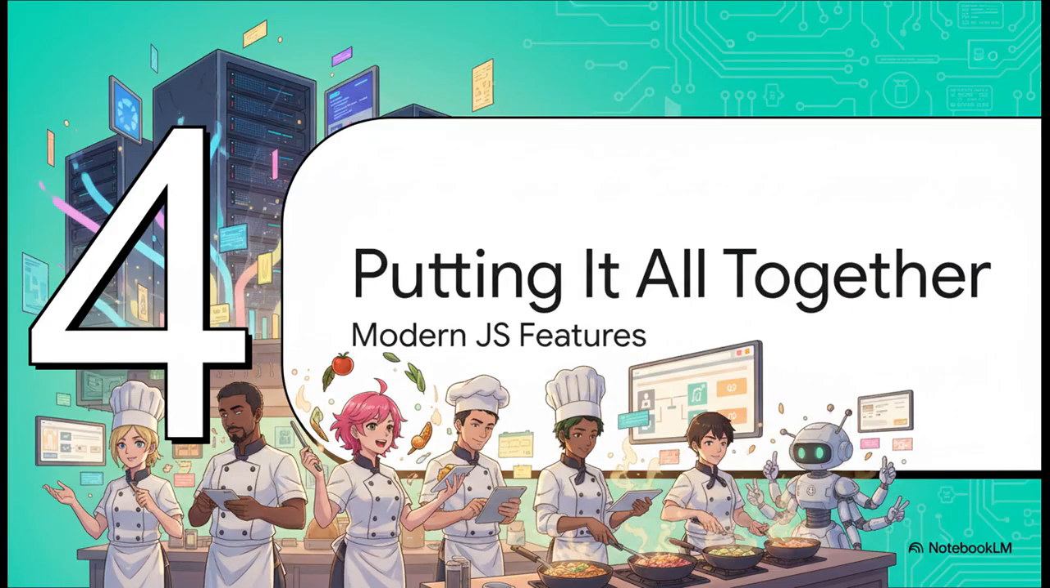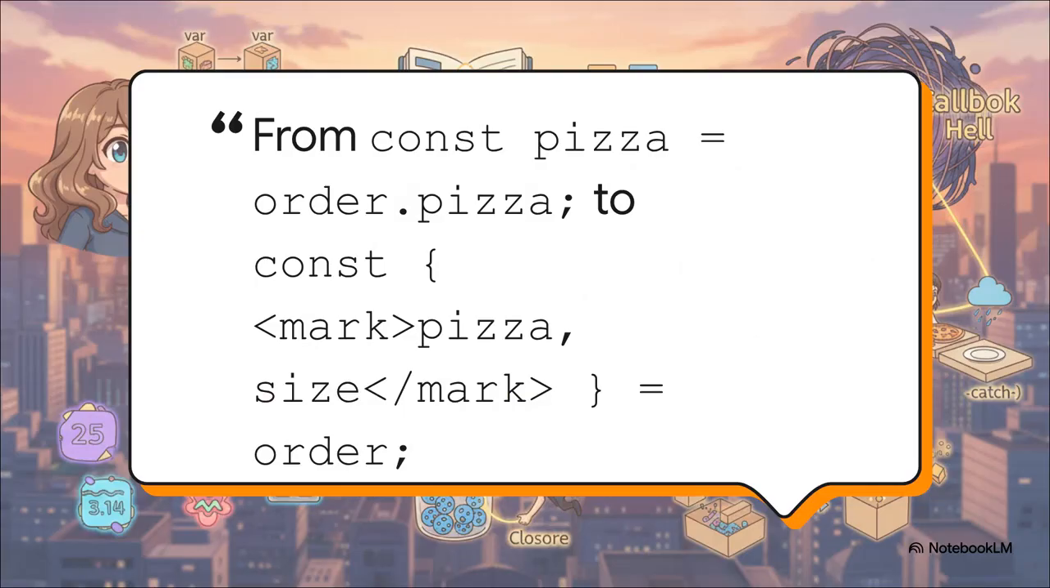So now that we kind of get how JavaScript deals with time and memory, let's look at a couple of awesome modern features that just make writing code so much nicer and easier. Let's go back to that pizza order. An order might have tons of details: the type of pizza, the size, the toppings, the address. In the old days, you'd have to pull each piece out one by one on its own line. But with destructuring, you can just say, hey, from this order, I only need the pizza and the size, and it plucks them out for you into new variables. It's just so much cleaner.